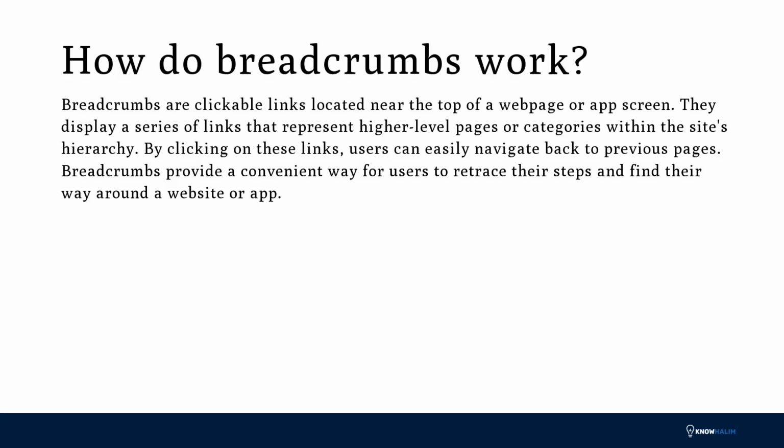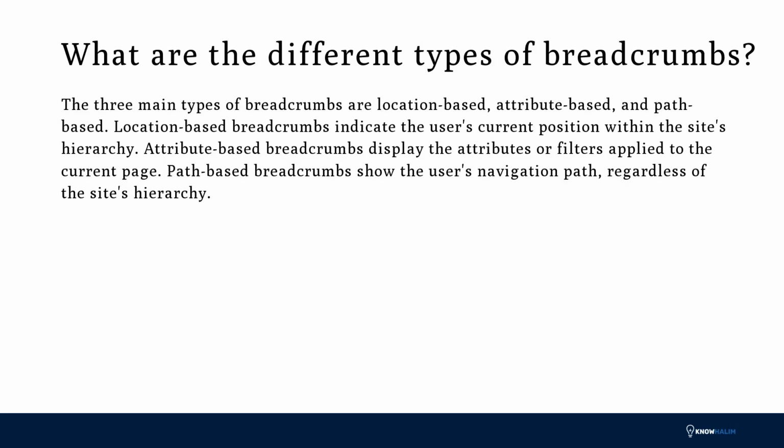How do breadcrumbs work? Breadcrumbs are clickable links located near the top of a web page or app screen. They display a series of links that represent higher-level pages or categories within the site's hierarchy. By clicking on these links, users can easily navigate back to previous pages. Breadcrumbs provide a convenient way for users to retrace their steps and find their way around a website or app.